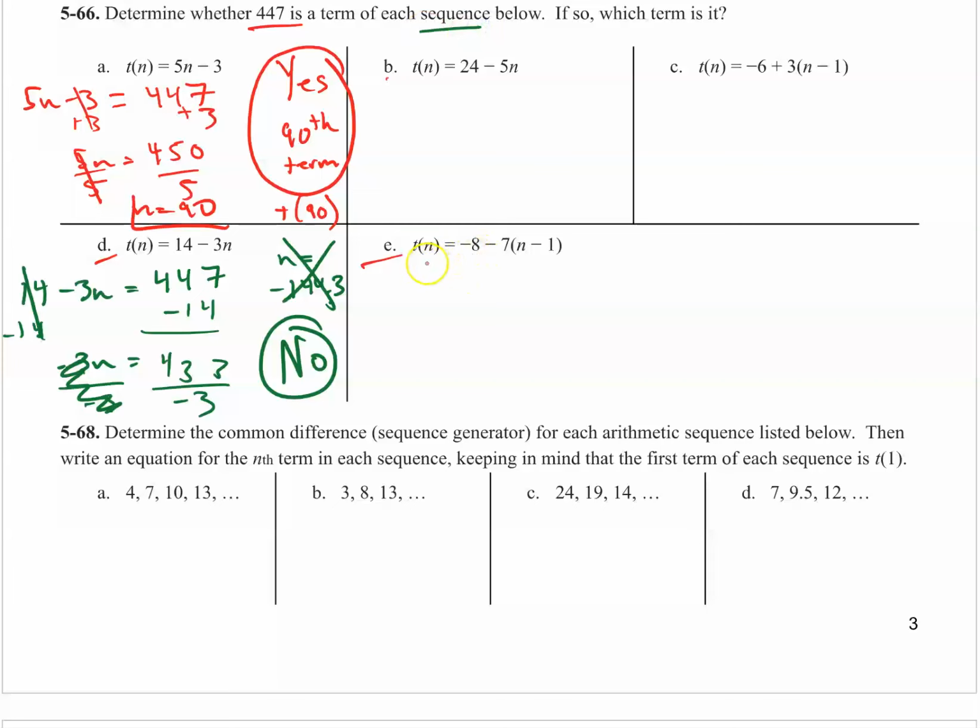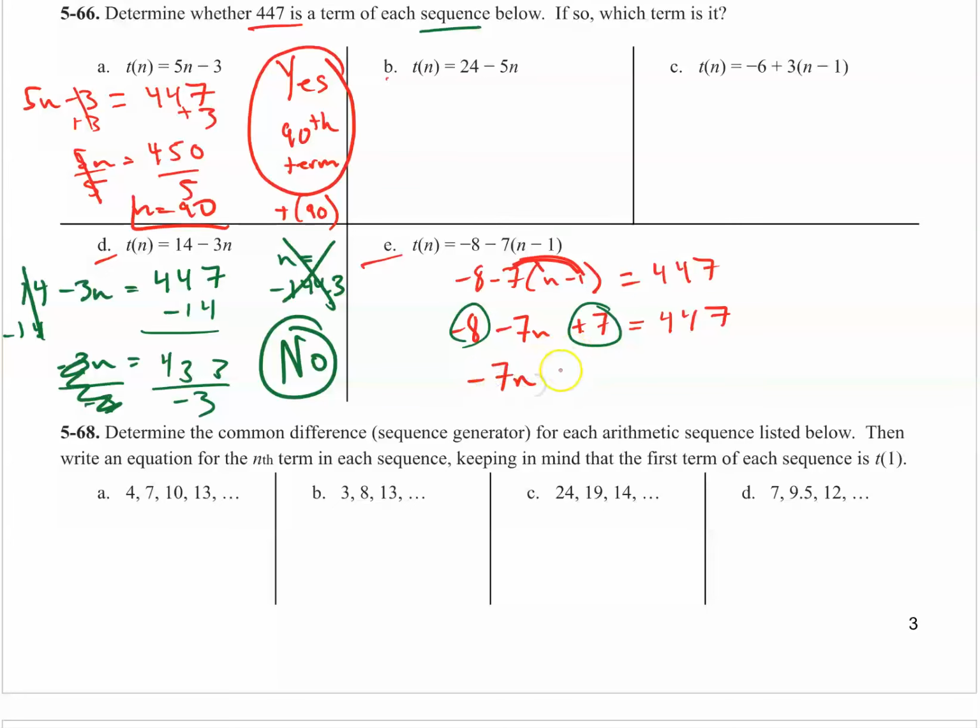All right. So part E, same deal. So this one actually needs to be simplified first. So set it equal to 447, and then you simplify it. That's negative 8. Distribute the negative 7. So that's negative 7n. And then negative 7 times negative 1 is actually plus 7. So don't miss that plus sign. Then we combine like terms. We have negative 8 and positive 7 on the same side of the equation. So that's going to be negative 7n subtract 1. Because 7 minus 8 is negative 1. That's where I got that number from.